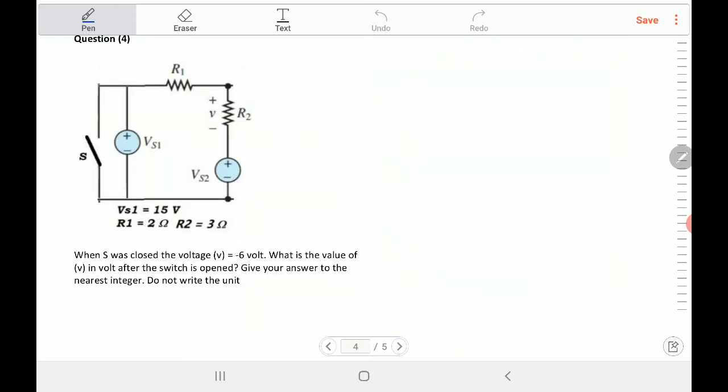Let's go ahead and move to number 4. When you find switches like that, it means that you are using superposition. The question said that when S was closed, it means you short circuit this supply, and the voltage was equal to -6. So as we understood from superposition, call it V dash is equal to -6. And don't forget the polarity of V is given in this problem, positive on the top, negative on the bottom.